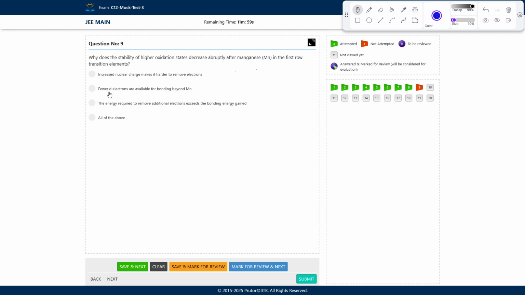Now if you see the second one, that fewer d electrons are available for bonding beyond manganese, that is also going to be correct, because after manganese, the filling of electrons in the d orbital will increase. That means the pairing of electrons will increase and fewer d electrons will be available in the elements for the bonding, for the metallic bonding beyond the manganese element in the first row. So this is also correct. Third, that the energy required to remove the additional electron exceeds the bonding energy gained.